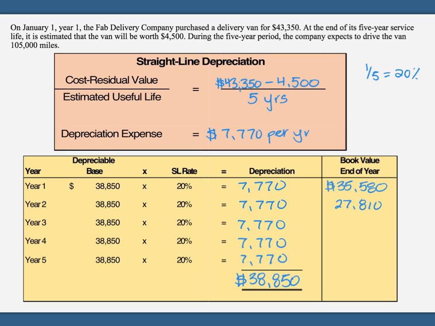27,810. On to year 3, we subtract 7,770 from 27,810. That gives us an end year 3 book value of $20,040. Year 4, subtract the year 3 book value minus depreciation expense. 12,270 is the end book value. And last, for year 5, we subtract 7,770 from 12,270, and that's going to give us 4,500, which is a good check because that's where our residual value is. So at year 5, your book value should tie with your residual value, $4,500.